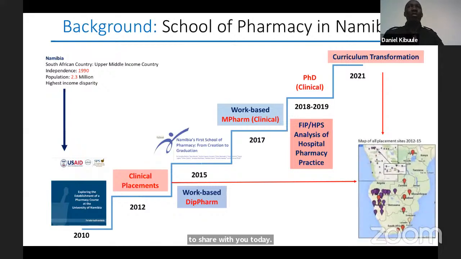So that is the map of Namibia in Southern Africa, and the dots are indicating where our students do the learning. Our program is heavy on student placement throughout the country. It's not centralized within one region.